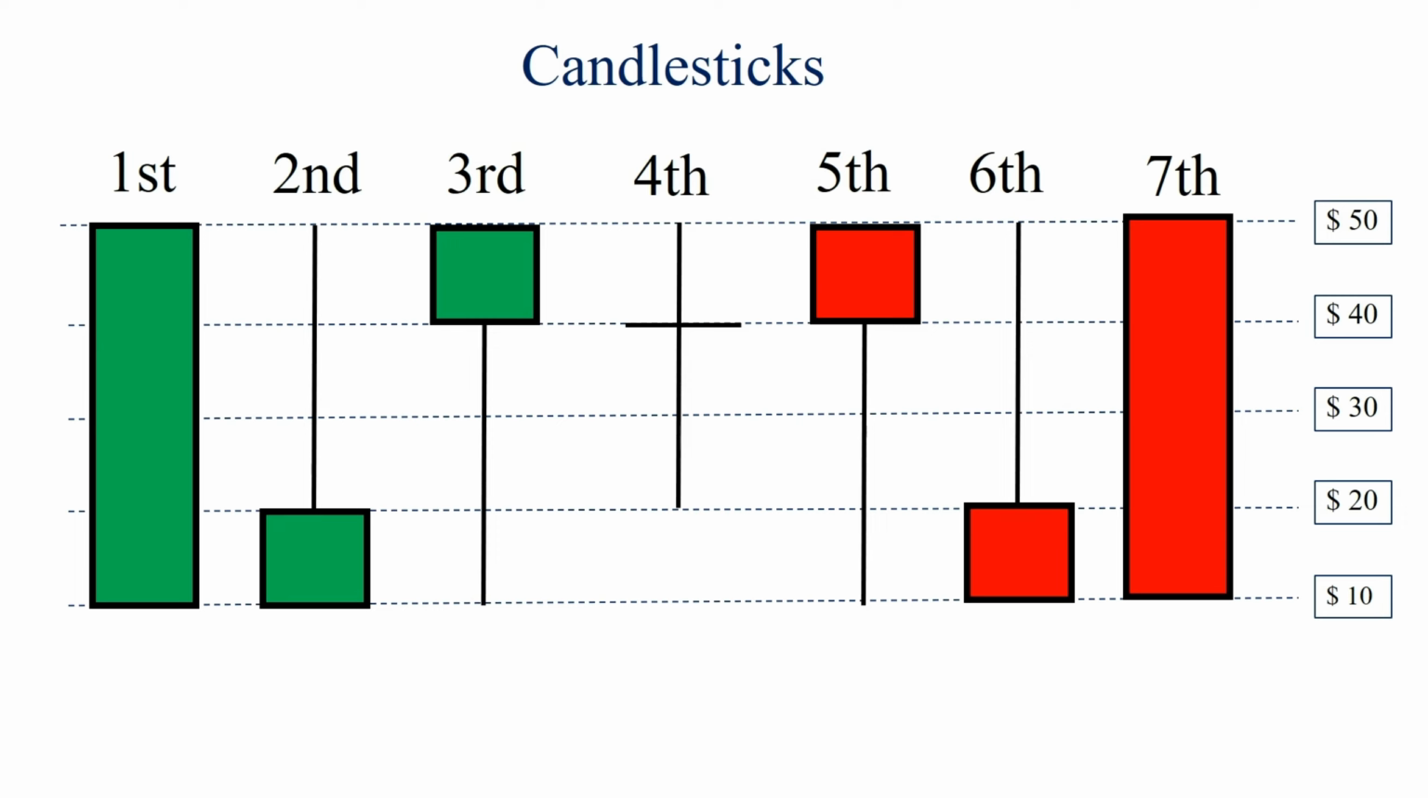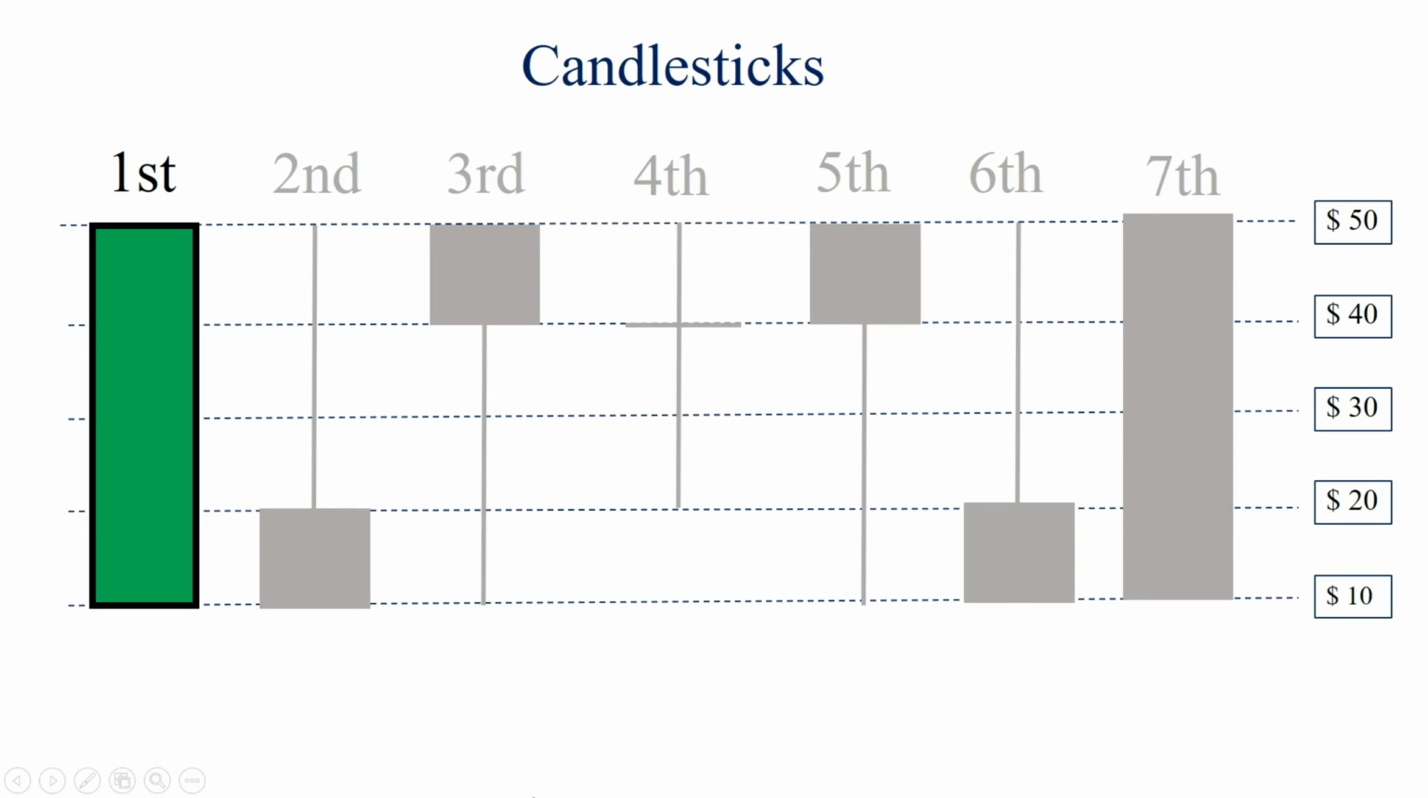For example, the long body candle. Let me use my laser pointer. The long body candle or other candles. At first, the first one is the long body candle, and you can see that in this candlestick there is no upper shadow or lower shadow, and the buyers were so much stronger than sellers on that day.